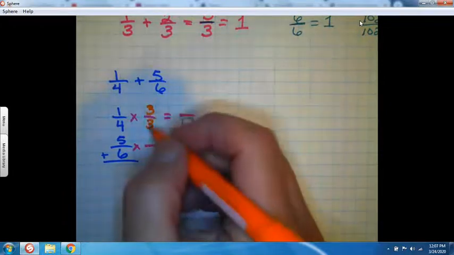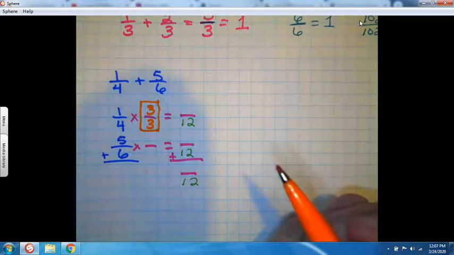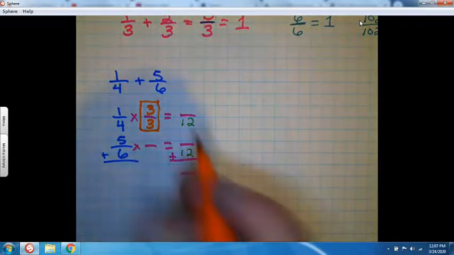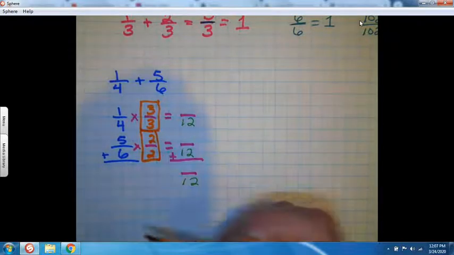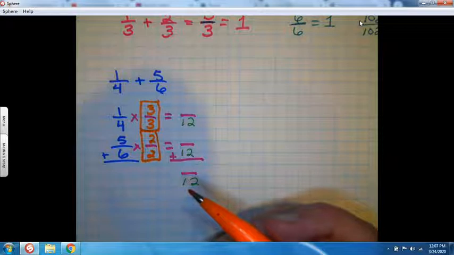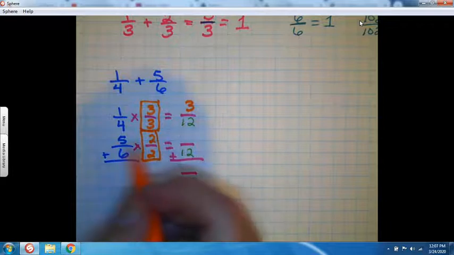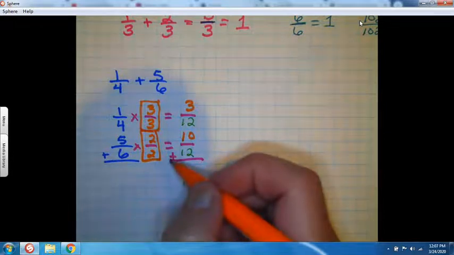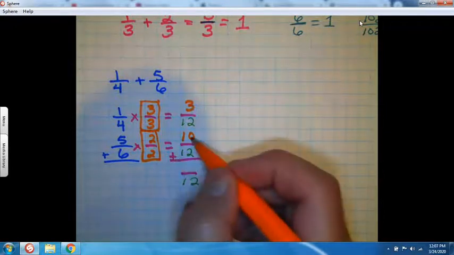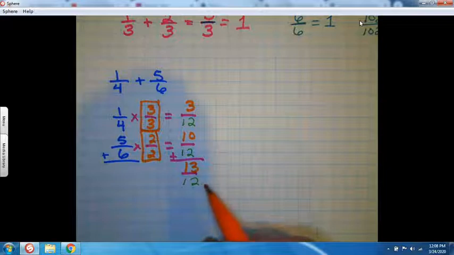Our giant one has come back. Okay? It has to be the same number on the top and the bottom. And then 6 times what is 12? Oh, 2. Bottom, top. You don't have to draw the boxes around that. I'm just showing you it's coming back. And then 1 times 3 is 3, and 5 times 2 is 10. And then check your sign. It's addition, so 3 plus 10 is 13. Now, you do not have to change that to a mixed number anymore. You do not.